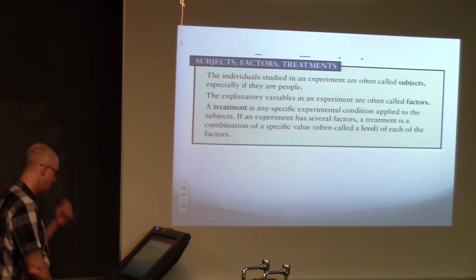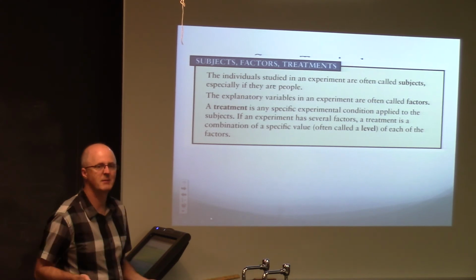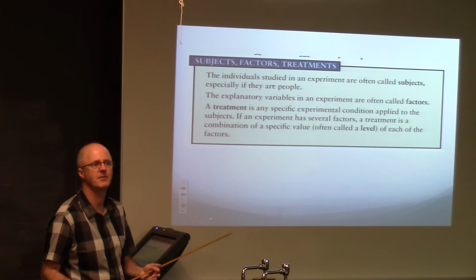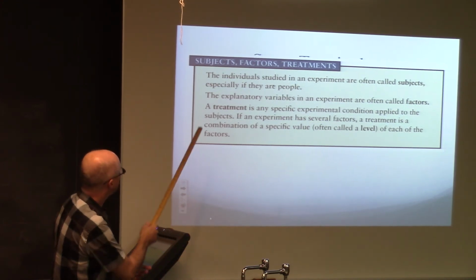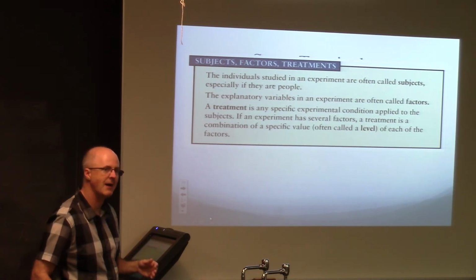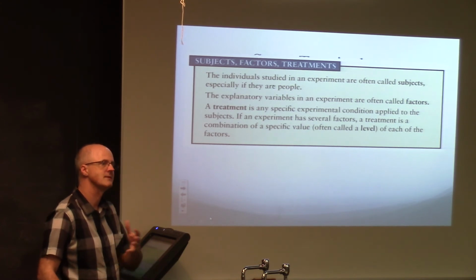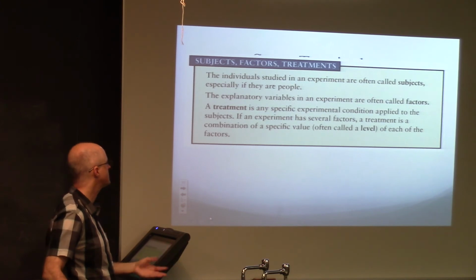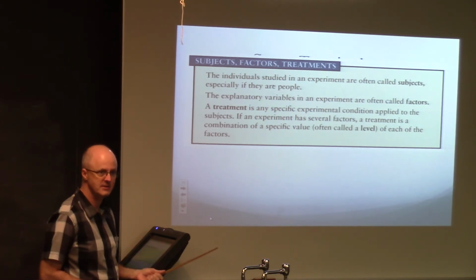More terminology. This is related to experiments. Within experimental settings, the terms that we've used so far often have different words for the same idea. Individuals in experiments are often called subjects. Typically, we are thinking about medical experiments here. That's the origin of these terms. So the individuals, for example, in a medical experiment are often called subjects. You should know that. Explanatory variables are often called factors in such situations.